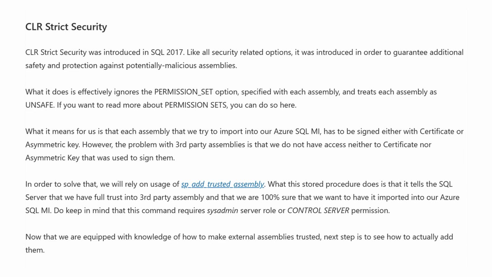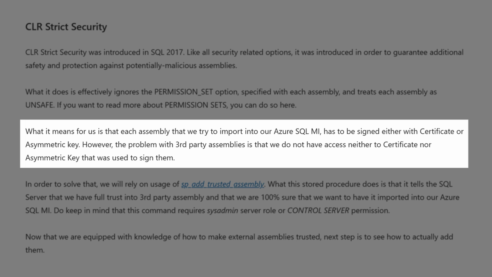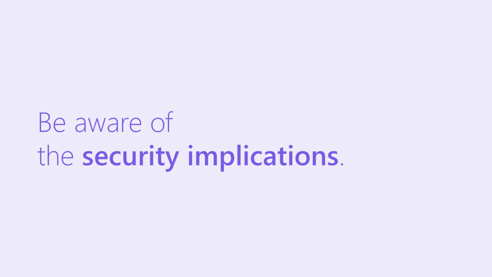We are using this stored procedure because of the CLR strict security setting, which basically requires every assembly to be signed either with a certificate or an asymmetric key. However, it's a bit tricky to import certificates or asymmetric keys for third-party assemblies into Azure SQL Managed Instance. So with the stored procedure sp_add_trusted_assembly, we are effectively short-circuiting the security setting. So be aware that even though this is a bit convenient, there is a reason why high privileges are required for sp_add_trusted_assembly. So let's finally see how it's done.